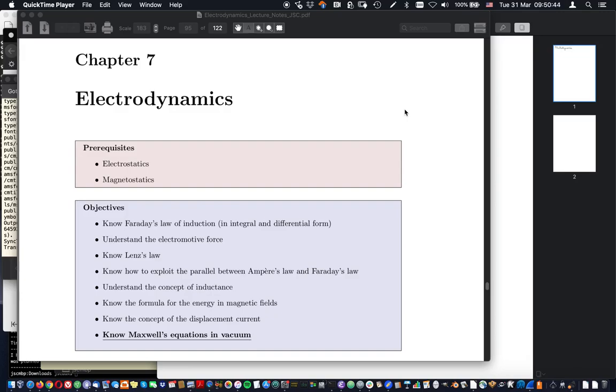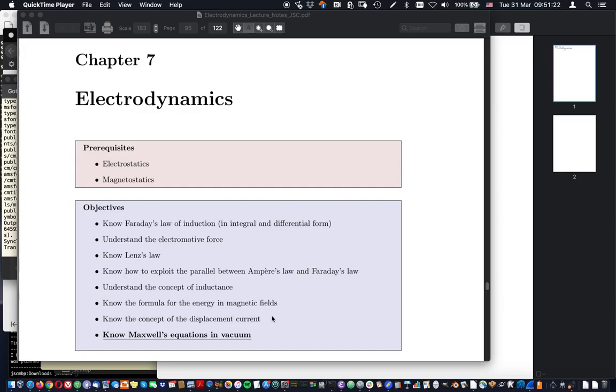The plan for today is to do the beginnings of electrodynamics and actually get to Maxwell's equations. So the objectives: we're going to talk about Faraday's law of induction, which is really the founding block for everything dynamical here. Just a few words about the electromotive force, how you should think about that. Lenz's law is a trivial little thing that you might already know, but you'll relearn soon. We'll do some practical applications, parallels between Ampere's law and Faraday's law. We'll discuss the concept of inductance. We're going to talk about the energy stored in magnetic fields.